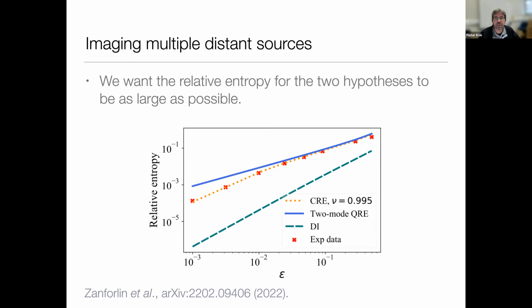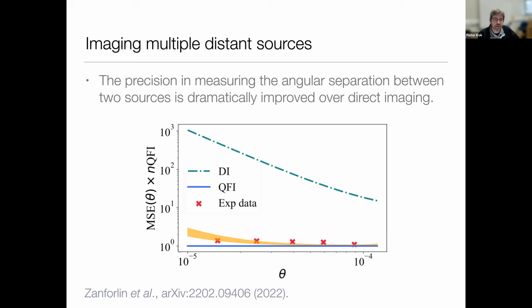The other thing we did was look at the mean square error, and we normalized things here so that the quantum Fisher information is now given by the blue horizontal line at the bottom. We compare that to direct imaging, if you were just to use a lens, which is the green line, the top one, and you see that the mean square error is much worse. Again, the yellow band takes into account the visibility of the actual experiment, which we have experimentally as well.